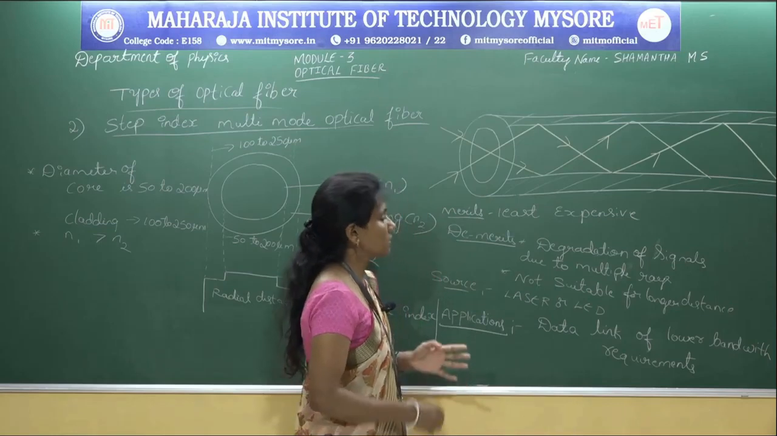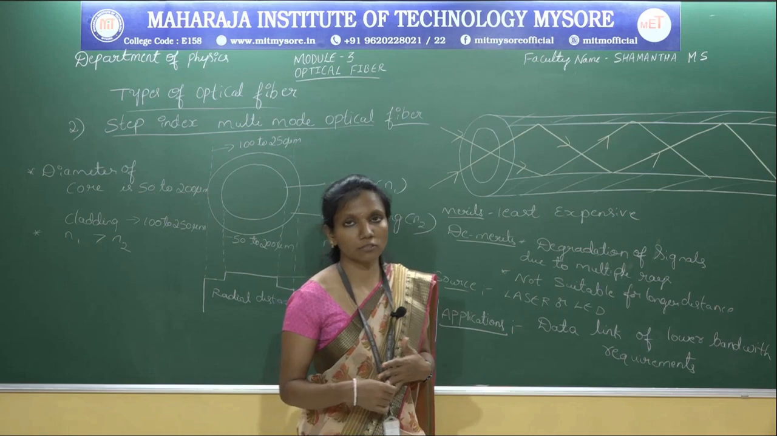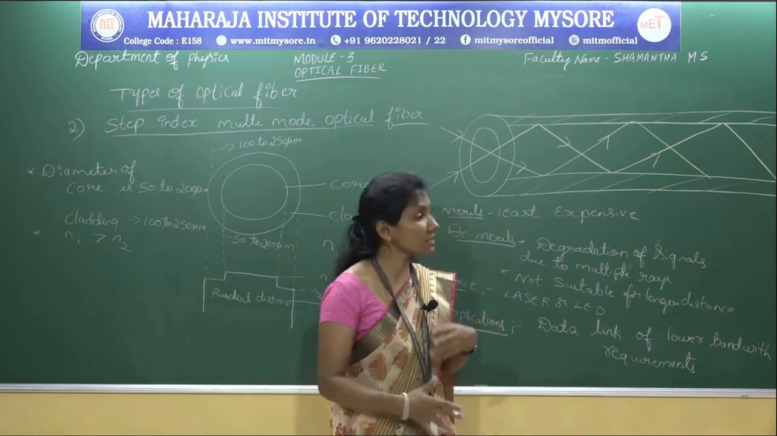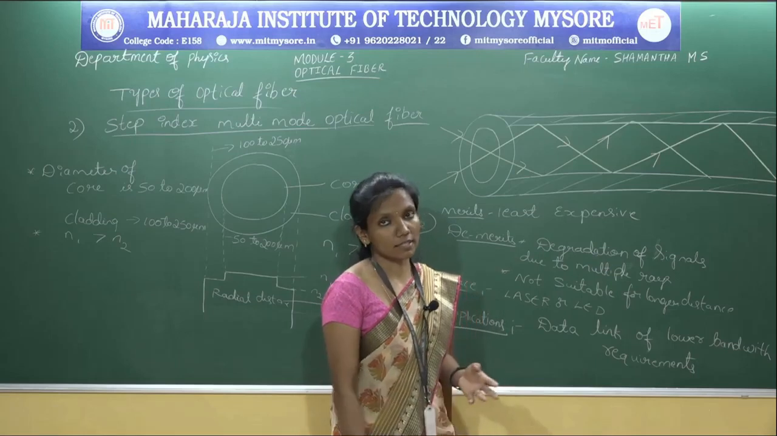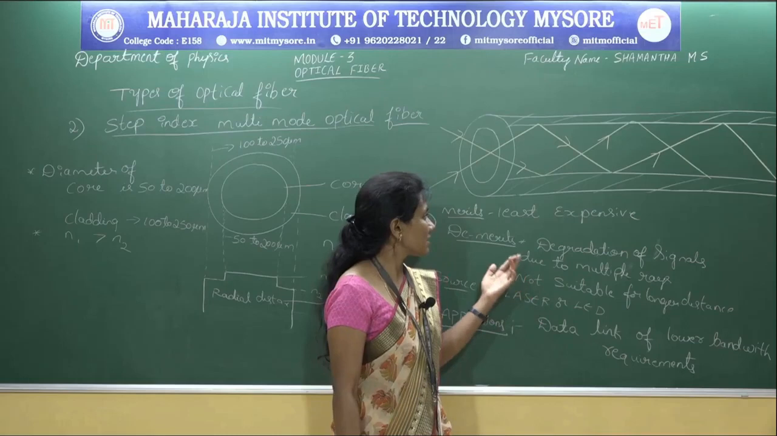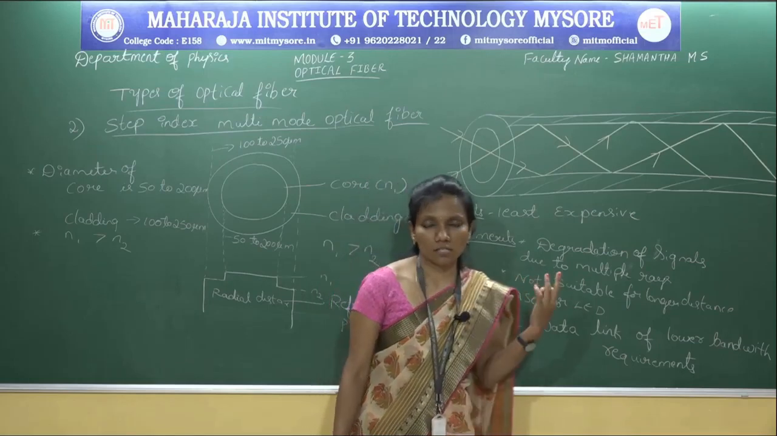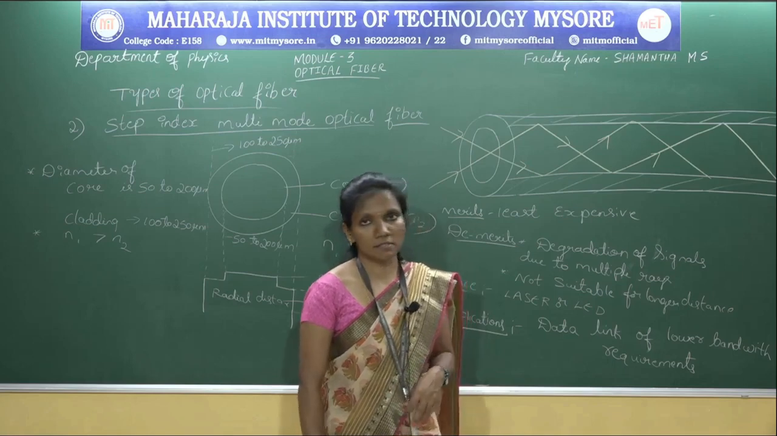And here also, the splicing is difficult. If any damage happens due to rain and so on, it's difficult to splice the parts, so that's why it is also expensive. But compared to the single mode optical fiber, this is the least expensive.